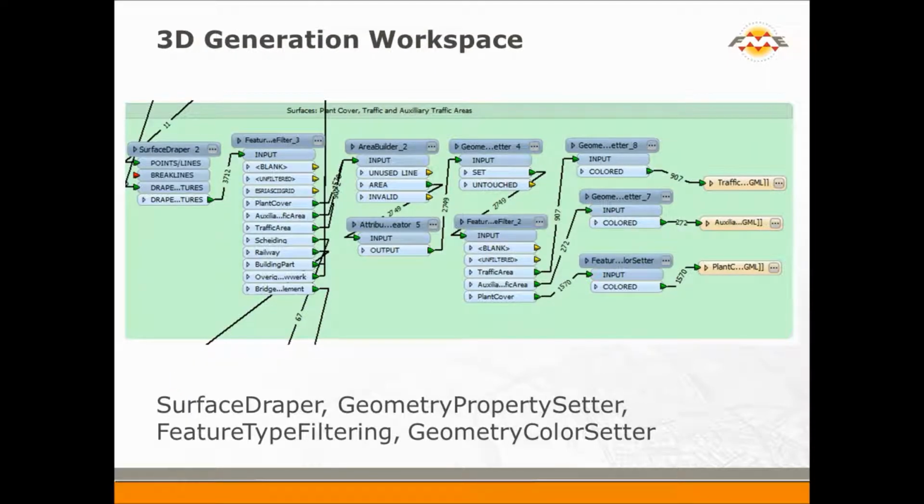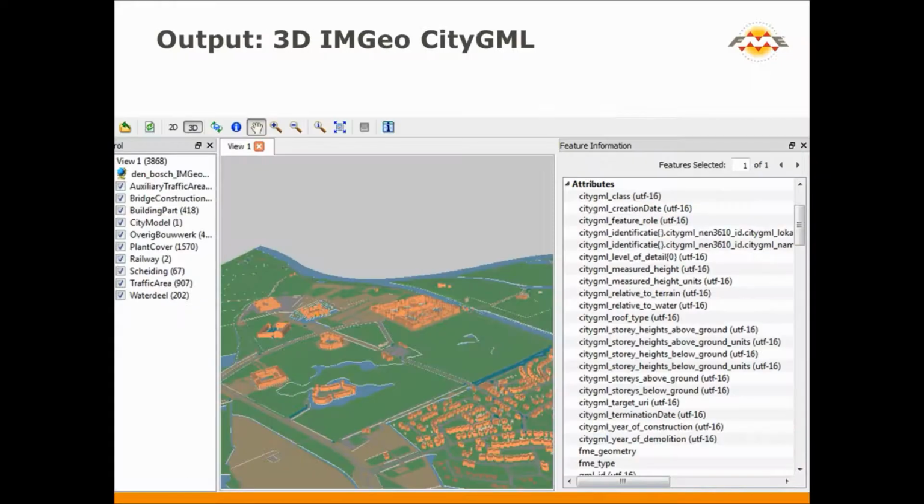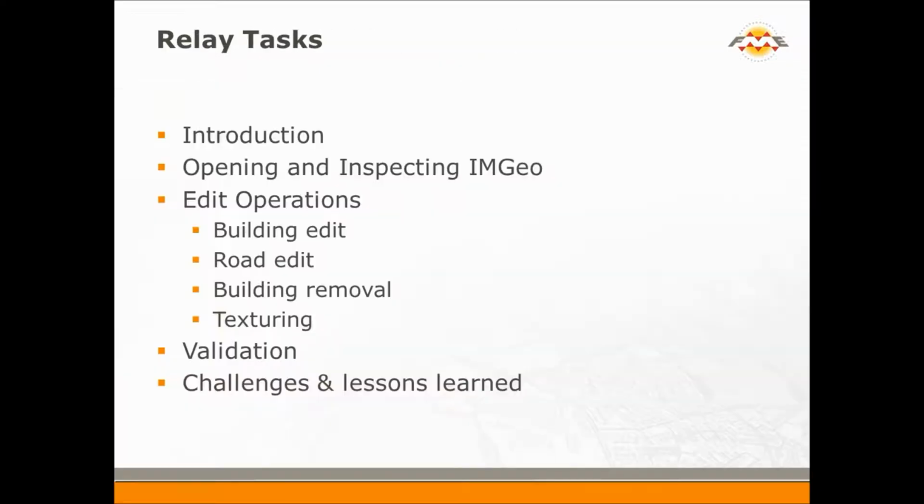And here's an example of the surface generation component of that workspace, where we're draping. So here was the 2D IMGeo sample dataset, and here we've generated a 3D equivalent, and zooming into one of the buildings, showing some of the geometry structure.